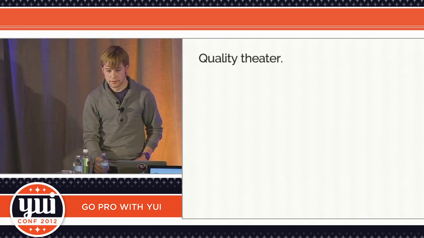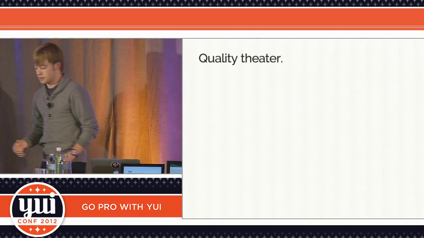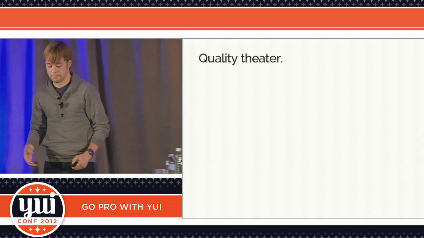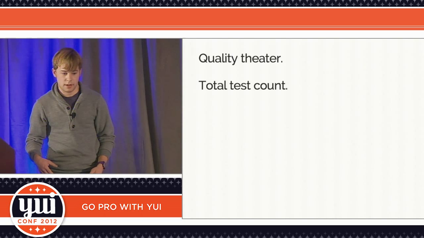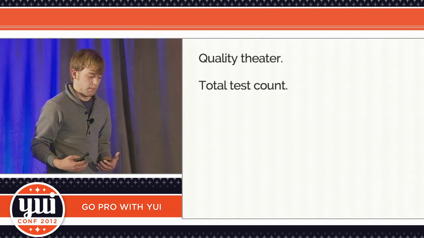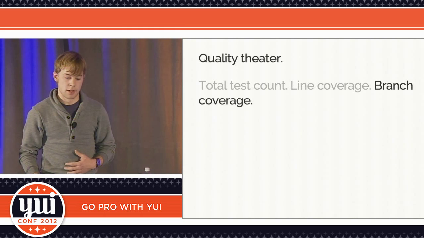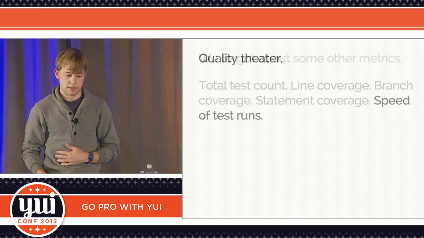So, 37 and the Signal vs. Noise blog. David talks about quality theater, and with things like that we started to care a lot about, and this is just things to think about, total test count, line coverage, branch coverage, statement coverage, speed of test runs.